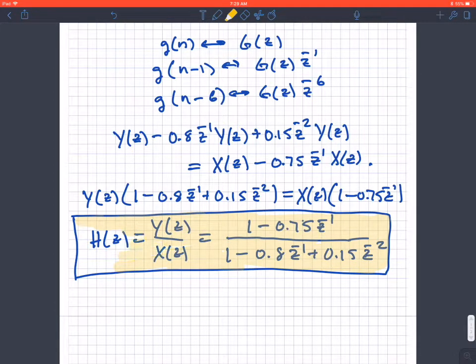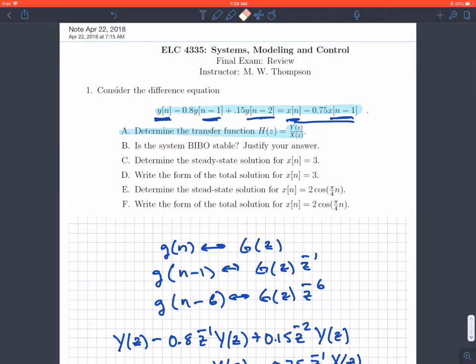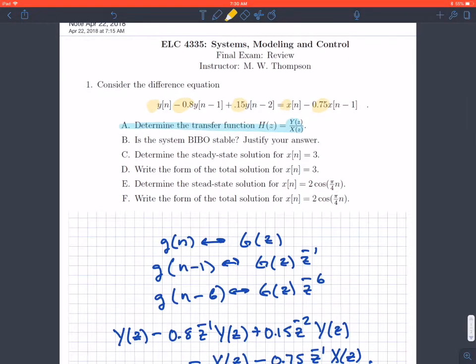We talked about that some in class, that this always works out to have the same type of form of a solution. Let me clean this up a little bit so I can point to things. We see the coefficients in front of the y. There's a 1 in front of y of n, there's a minus 0.8 in front of y of n minus 1, there's a 0.15 in front of y of n minus 2. And on the x side of the equation, we have a 1 in front of x of n and a minus 0.75 in front of x of n minus 1. Well, the x's show up in the numerator and the y's show up in the denominator.